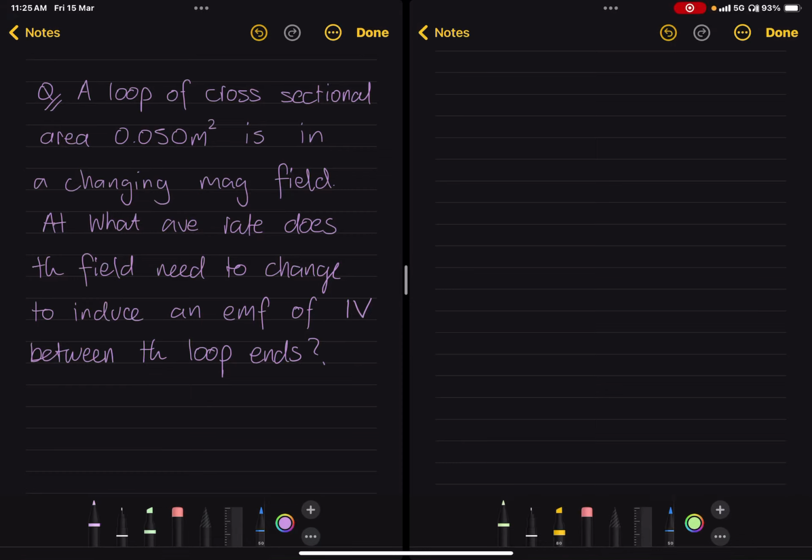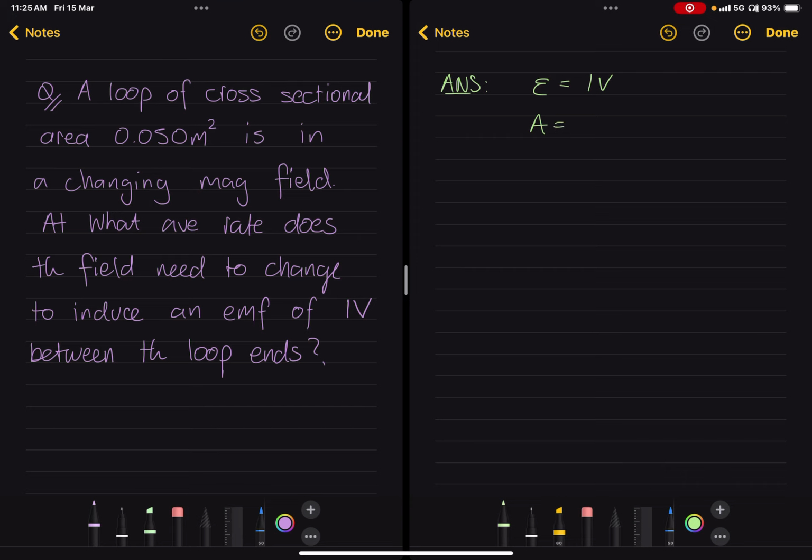Alright, so let's take a look at a field question. We're asked, a loop of cross-sectional area 0.050 meters squared is in a changing magnetic field. At what average rate does the field need to change to induce an EMF of 1 volt between the loop ends? Okay, so this is another calculation question. We know that EMF needs to be 1 volt. We know the area of the loop.